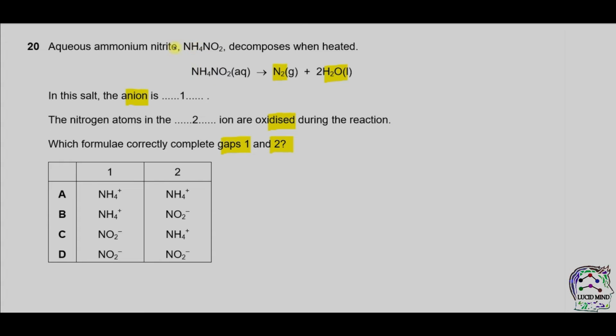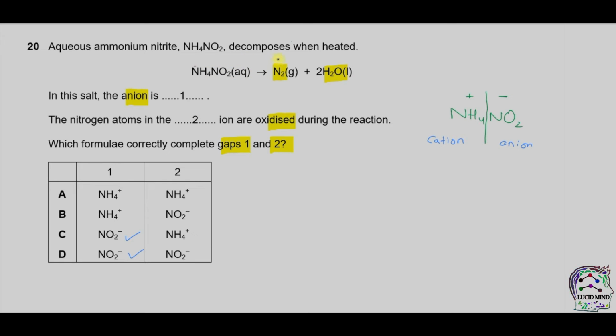We have ammonium nitrite, which is aqueous, so it is NH4NO2. We know ammonium has a positive charge, so if this portion is positive, this one will be negative. Now among these, the positive ion is called cation while the negative ion is called anion. So in this salt the anion is NO2 negative, so this is 1, so therefore it is either C or D. Now in option 2 we can see that the nitrogen atoms are oxidized.